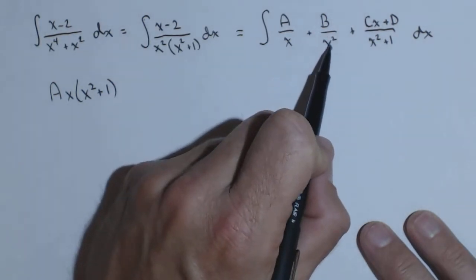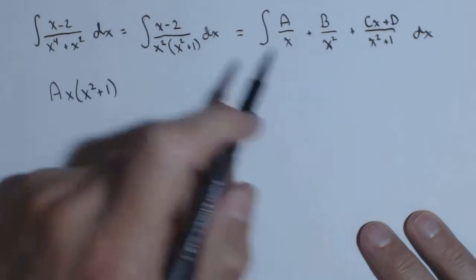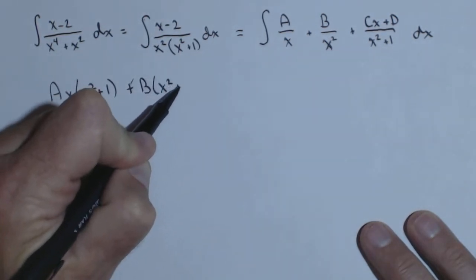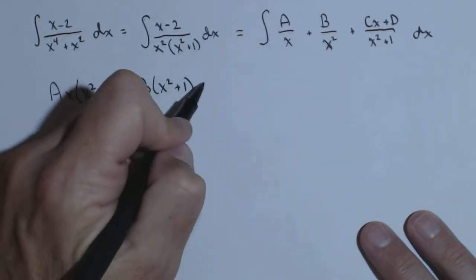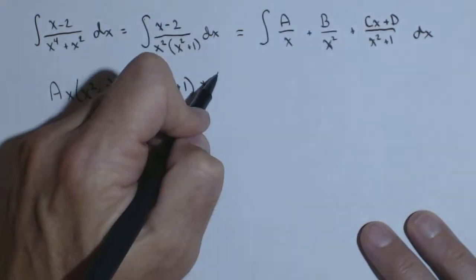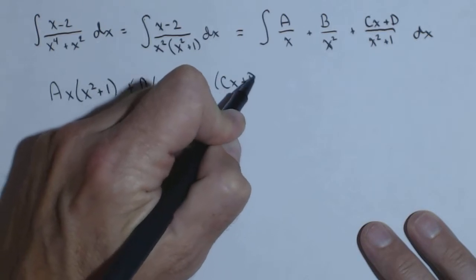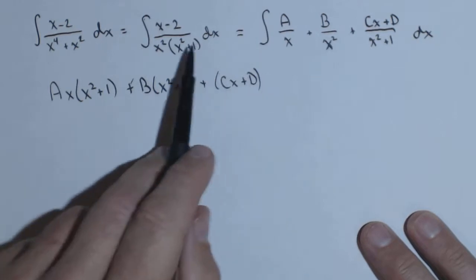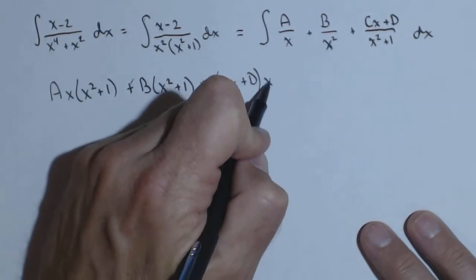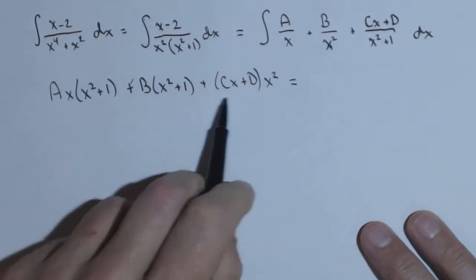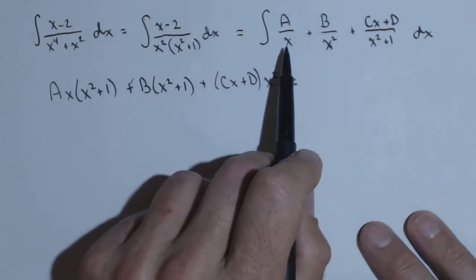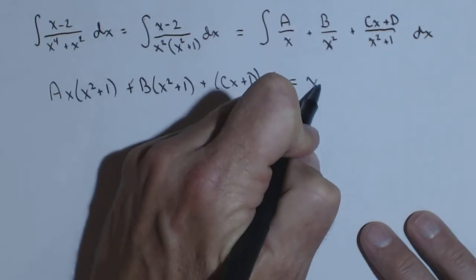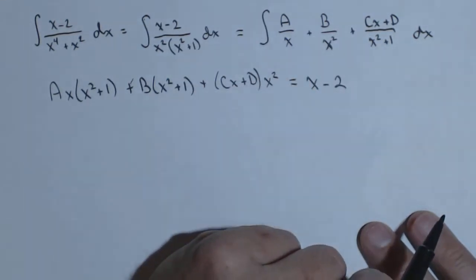I do the same thing with B. It's already got the x squared. It just needs the x squared plus 1. So B times (x squared plus 1). And then finally, you do have to do Cx plus D, and I recommend putting it in parentheses to keep track. It already has the x squared plus 1. It just needs the x squared. Now this is the numerator if we were to add these fractions together with a common denominator, so it should come out to be our old numerator of x minus 2.